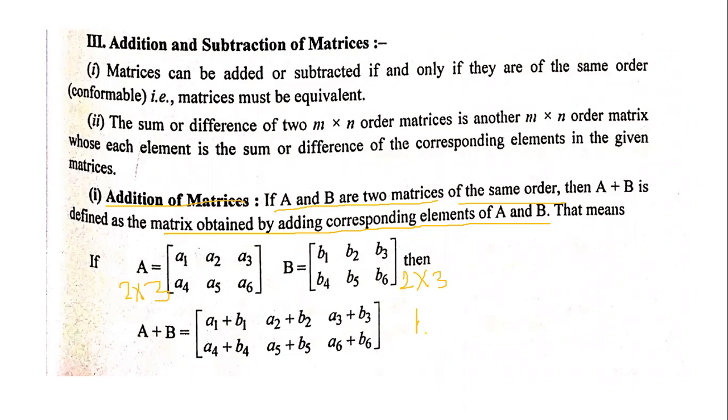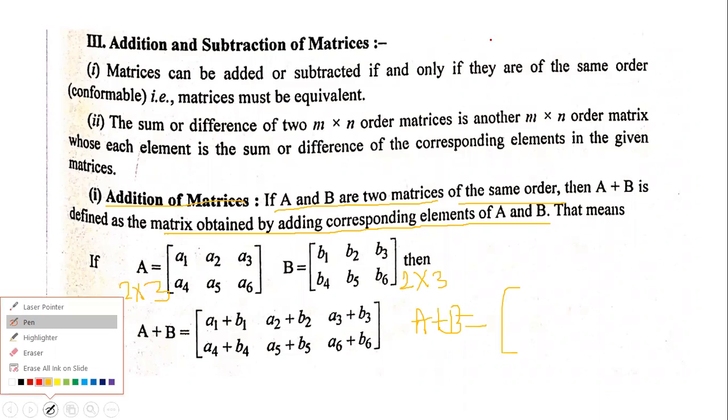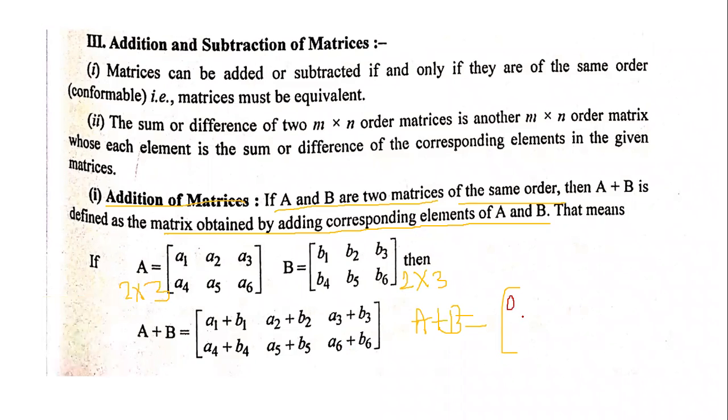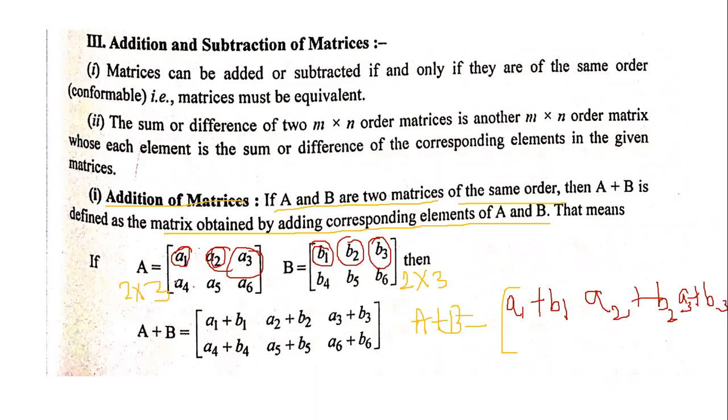Now, the new matrix, that is the addition A plus B, will be, let me choose a dark color for you to write. Yeah, A plus B will be A1 plus B1, corresponding elements. In this place, what is the element you have? B1. So I will add A1 plus B1. Then A2 plus B2. Here you have A2, here you have B2. Then here it is A3 plus B3. Then again A4 plus B4, A5 plus B5, A6 plus B6. Okay, so this is how we get the values.